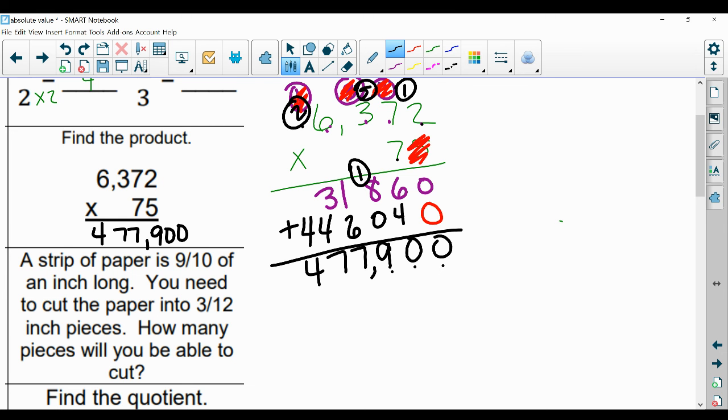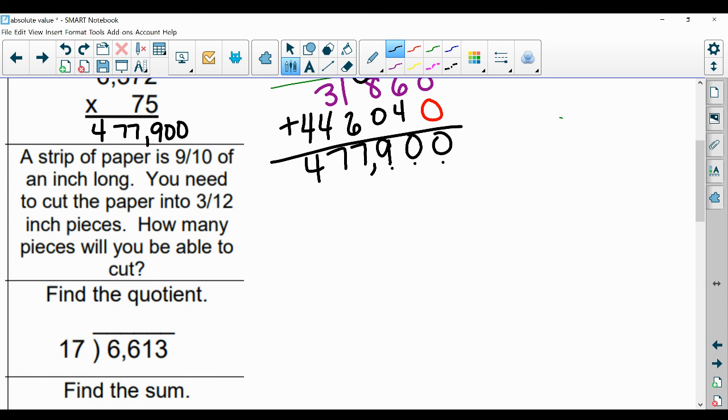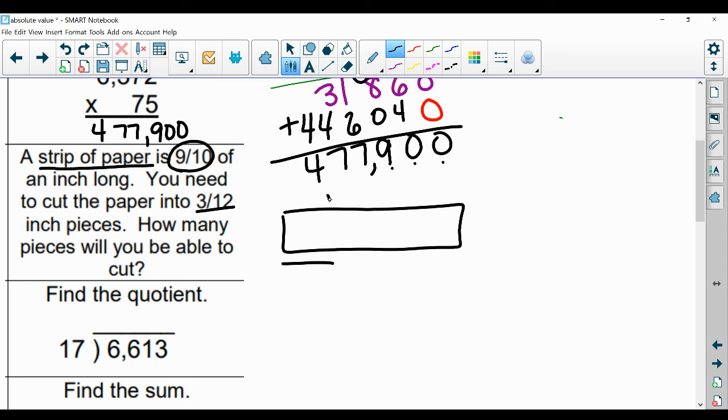Our next question says a strip of paper is 9/10 of an inch long. You need to cut the paper into 3/12 inch pieces. How many pieces will you be able to cut? So we have a strip of paper and it's 9/10. That is what we have. And what are we doing to that paper? We're cutting it over and over and over into 3/12 sections. So it's saying I have a piece of paper, I'm measuring 3/12, cut it. Measuring 3/12, cut it. Measuring 3/12, cut it.